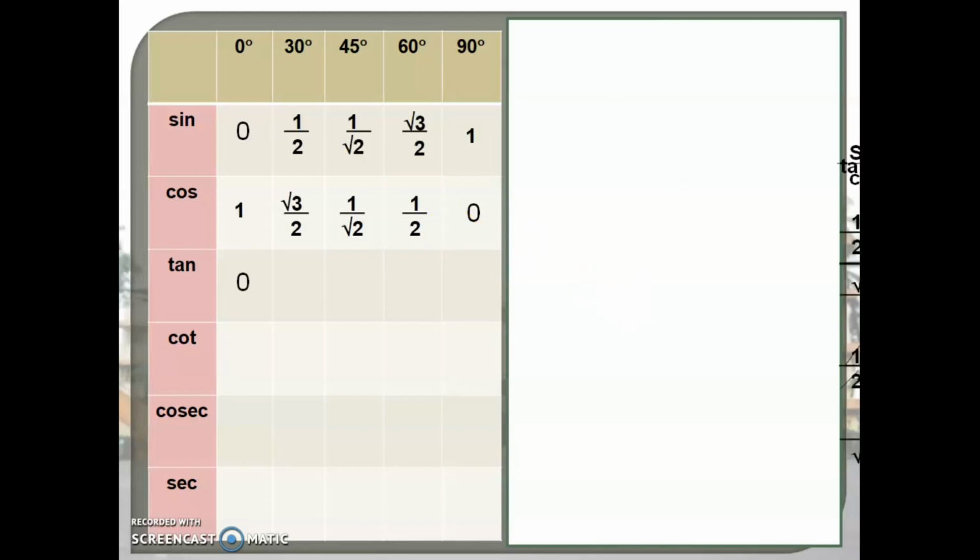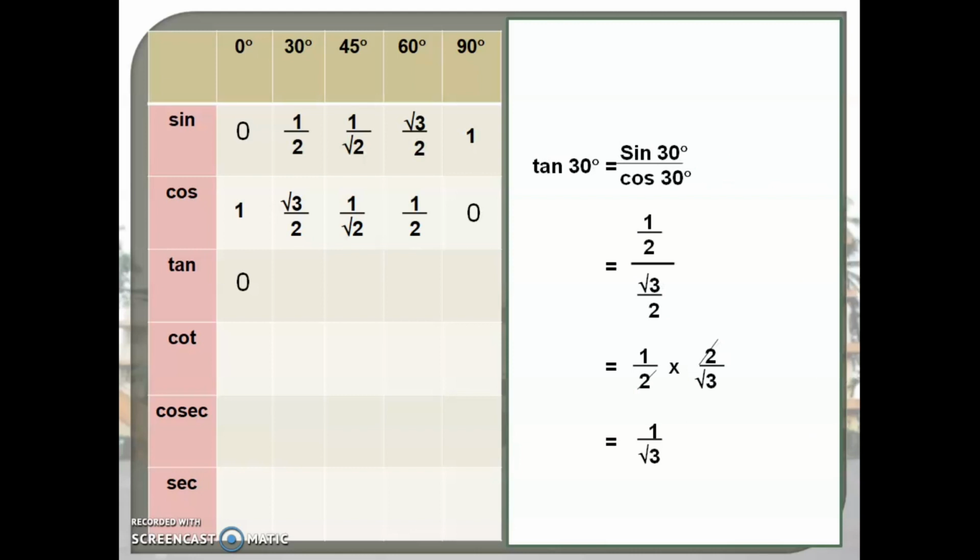Next we will begin with tan 30 degree. Tan 30 degree is sine 30 upon cos 30. So from here we will choose the values of sine 30 and cos 30 and substitute them here. So we get 1 upon 2 divided by root 3 upon 2, which becomes 1 upon 2 multiplied by 2 upon root 3. 2 and 2 get cancelled and the value of tan 30 we get as 1 upon root 3. So in the table we can put this value for tan 30 as 1 upon root 3.